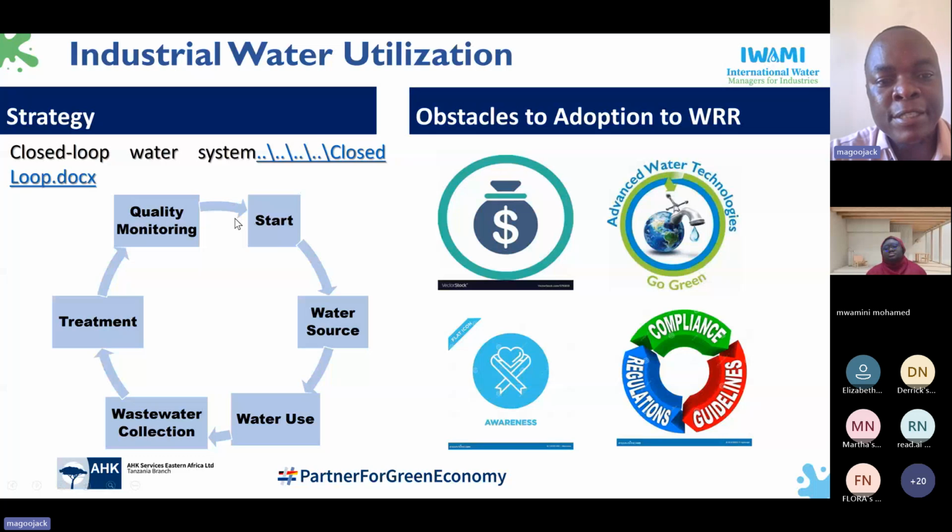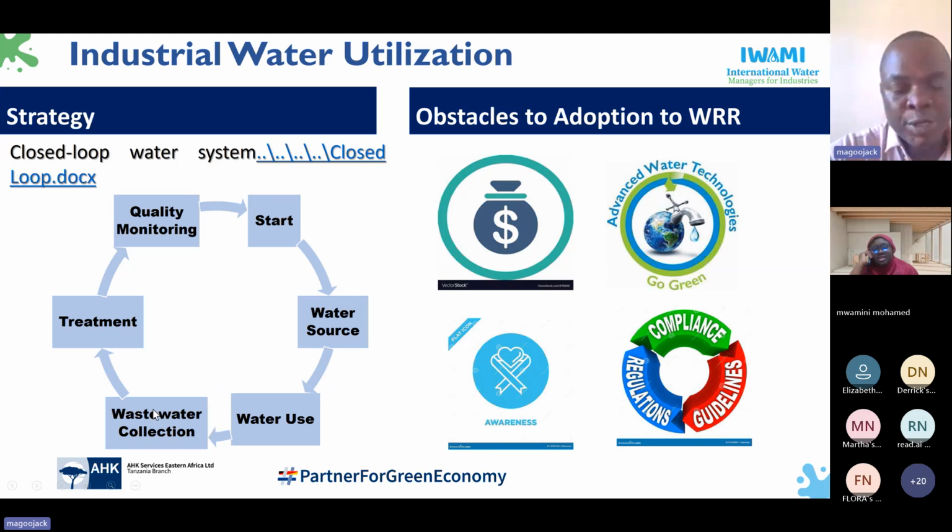As you can see, here is the starting point, the water source. You can abstract water from various sources, which can be groundwater, surface water, or whatever source. This water can be channeled into various storage tanks, or it can be directed to various uses within the industries. Once the water has been used in the industries, we know that it obviously turns into waste because it becomes contaminated by various pollutants within the industry. So it will turn into waste.